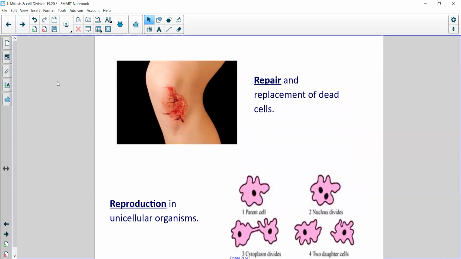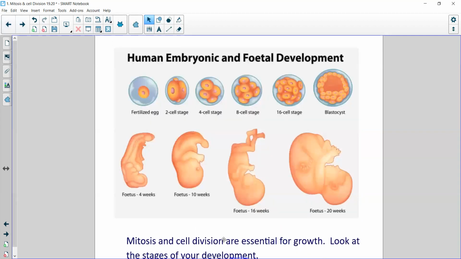Now, the reason why cells need to be able to divide, well, we can see one reason here, that is growth. We are going from one single cell to lots and lots and lots of cells. And even after birth, growth is still continuing. And as we grow, it's because our cells are dividing. So we're increasing the number of cells in the organism.